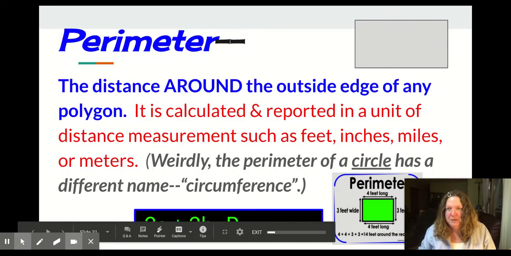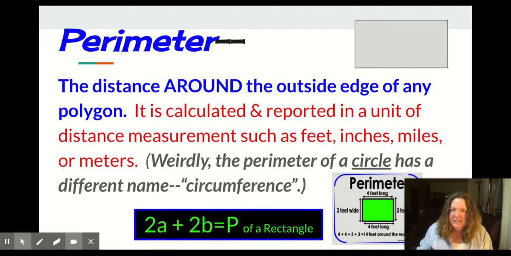So the first vocabulary word is perimeter. Perimeter is the distance around the outside edge of any polygon. It is calculated and reported in a unit of distance, measurements such as feet, inches, miles, meters. We calculate it by adding up all of the space around the outside edge. We have to just add and add and add.